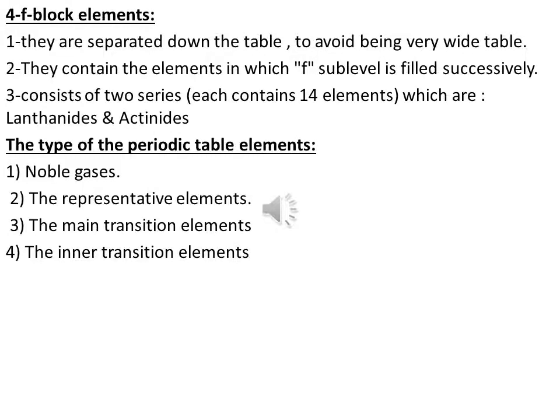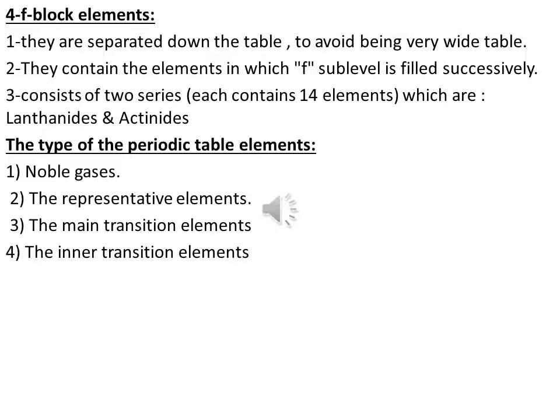For F block, they are separated down from the table to avoid making it a very wide table. They contain the elements in which the F sublevel is filled, and contain 2 series, each containing 14 elements, which are lanthanides and actinides.